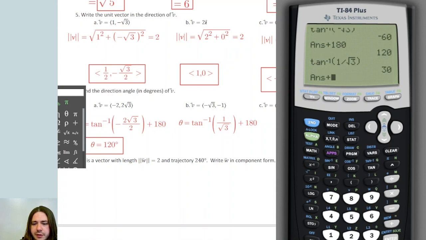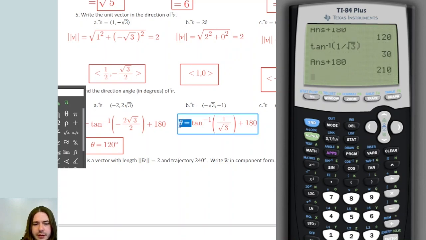30 degrees, and 30 plus 180 gives me 210. All right, so my direction angle for vector v will be 210 degrees.